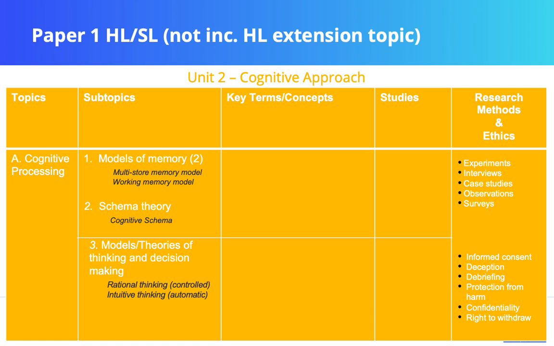The guide says we only need to know 1 model for thinking and decision making, and most people will probably have done the dual processing model for this one. But we do need to make sure that we understand the terms rational thinking, which is the control part of thinking, and intuitive thinking, which is the automatic. And again, the dual process model, System 1 and System 2, clearly linked to both of these.